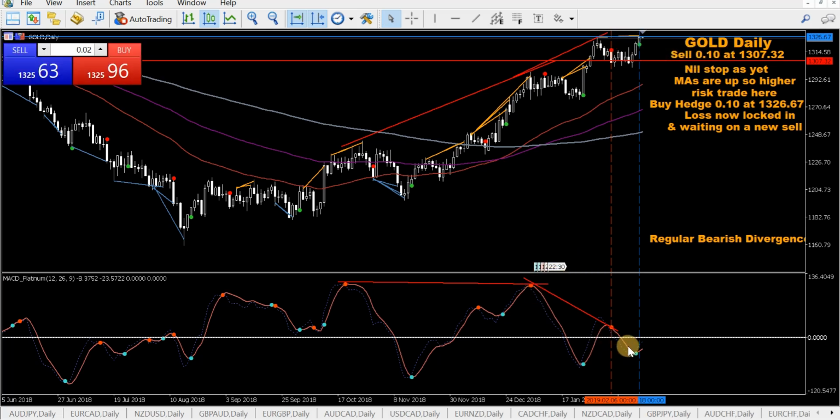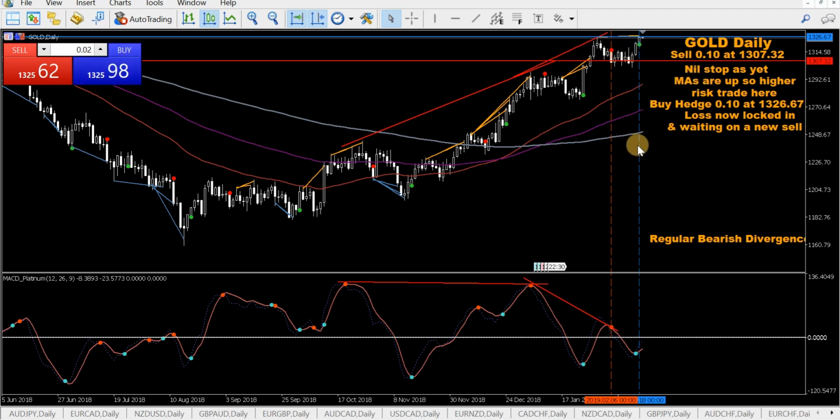We've got this divergence. See, now price is just about breaking through this high here. If it doesn't, it's a double top. If it does, then you could say there's still divergence there because that top is probably in that level there, and the MACD is still down. So we've still got divergence, and we're just waiting for a new sell on this.